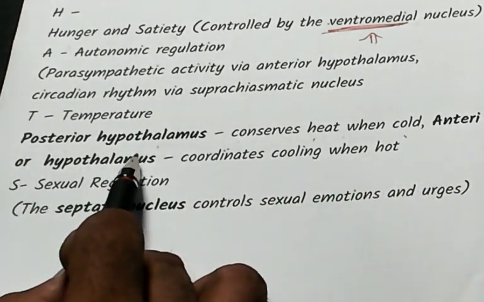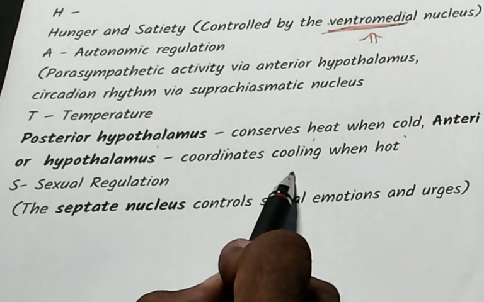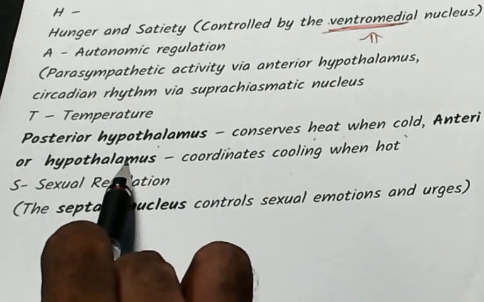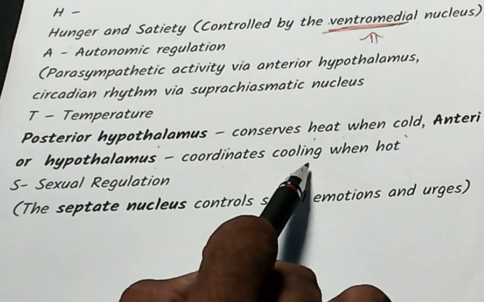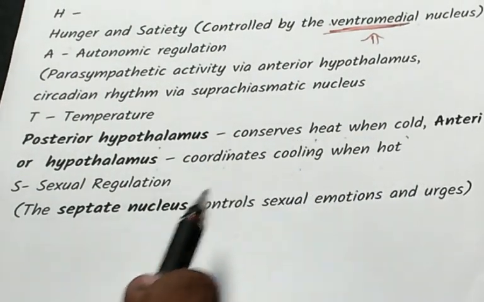Anterior hypothalamus, whenever you sweat, where will you sweat? You will sweat in your face. Face is anterior. So anterior hypothalamus coordinates the cooling whenever it is hot by sweating. That's what you need to remember.